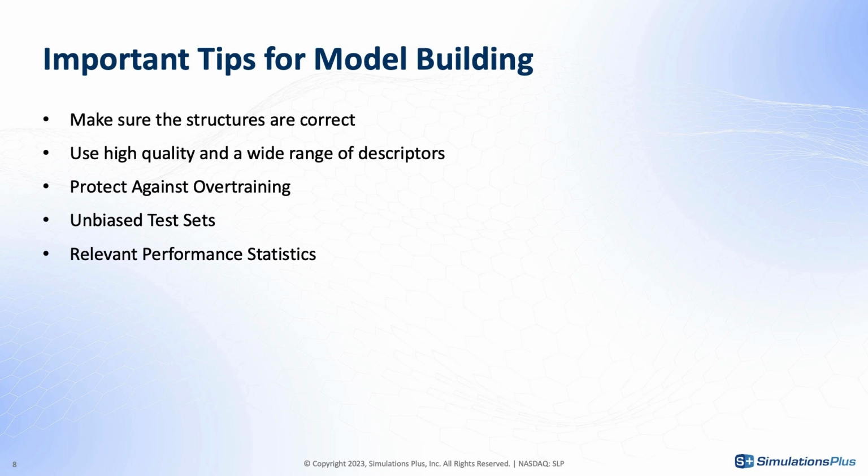You want to protect against overtraining. Some models look too good to be true. They are. You want to make sure you have very unbiased test sets. You pull out some of the data from your data sets and set them aside for test sets. And you really want to look for the relevant performance statistics. And we'll talk a little bit about these as I show you how to build some of these models.